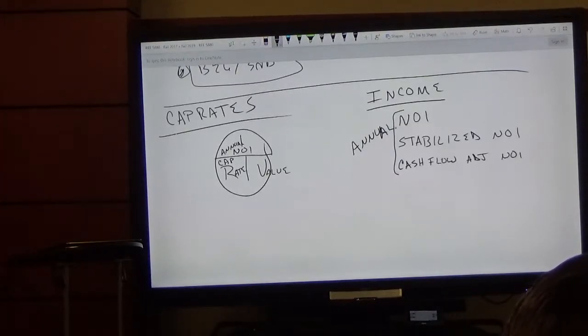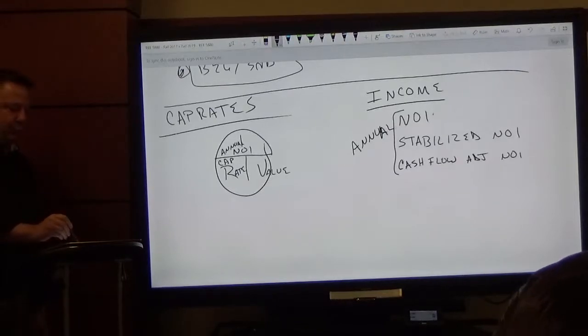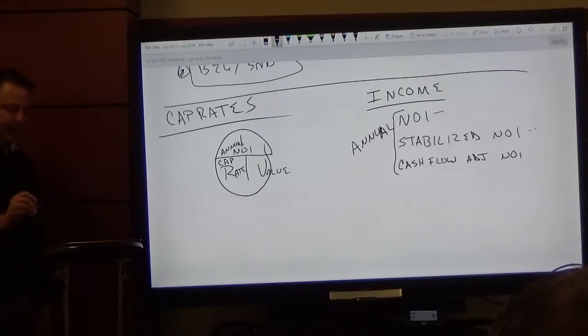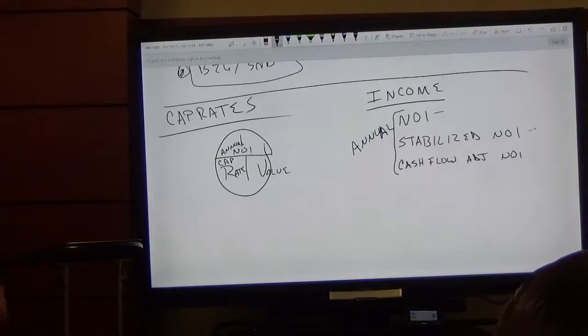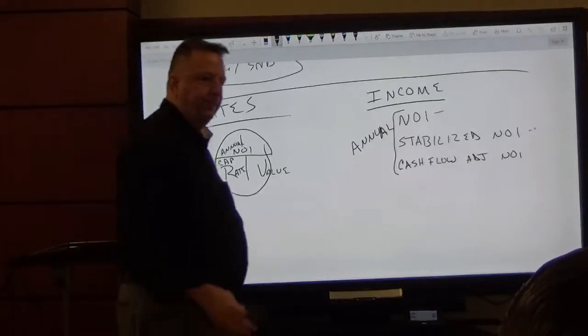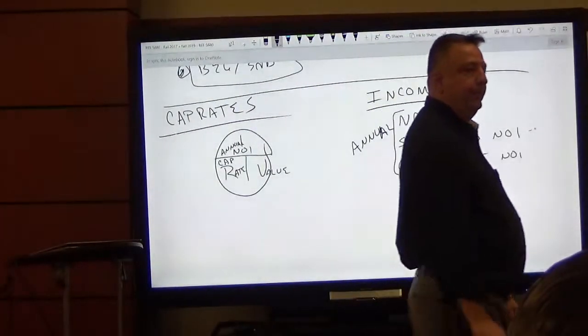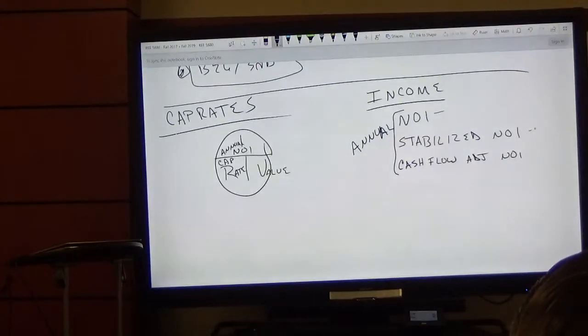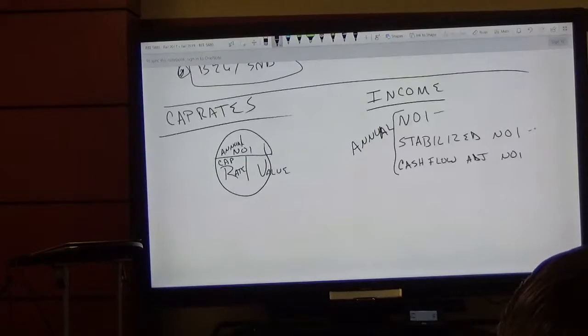Now, what would you say is the difference between NOI and, let's say, stabilized NOI? One's variable, one's stable. Okay, one is variable, but what does it mean to be variable? What are we saying? It's changing. Why is it changing? Maybe you've got occupancy that's increasing or potentially decreasing. Maybe you've got some random expenses that are not necessarily long-term and sustainable.